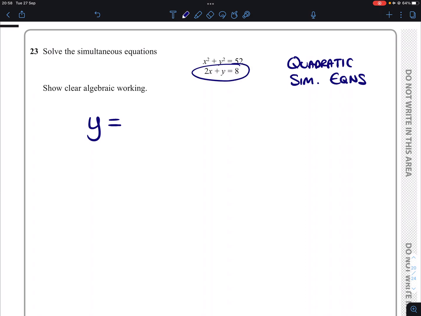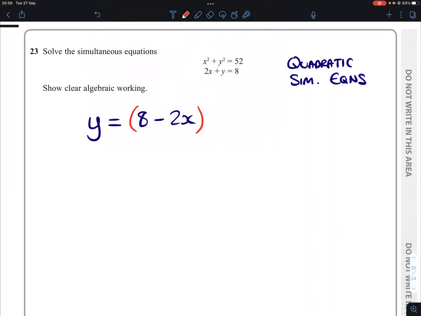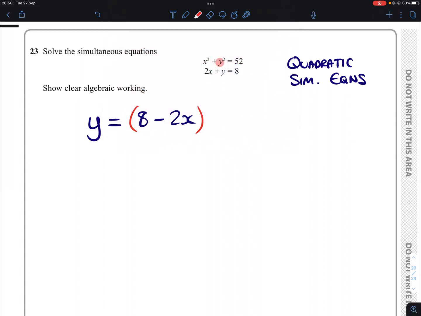either y or x. Now, because there's a single y, it's easier to get y on its own here. Take away 2x from both sides, and that is us got what y is. We then take that and substitute it in place of y in the other equation as follows. So we're going to have 8 minus 2x, which will be all squared. We will then have, before that, an x squared plus, and after that an equals 52.